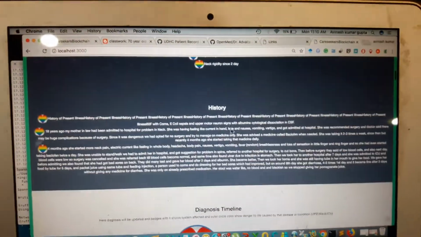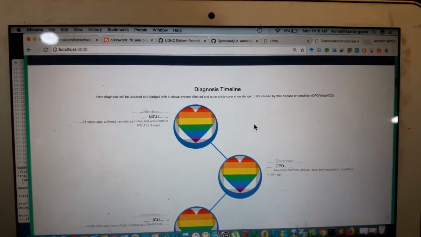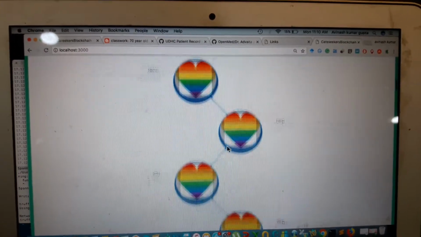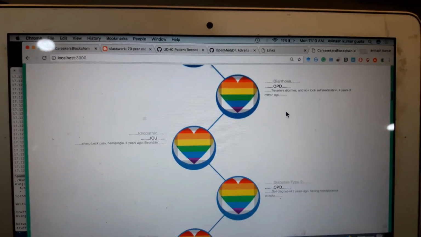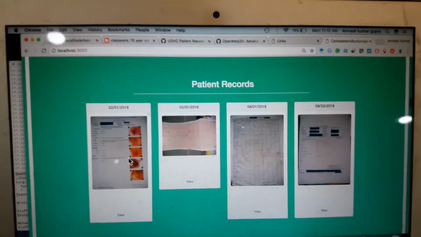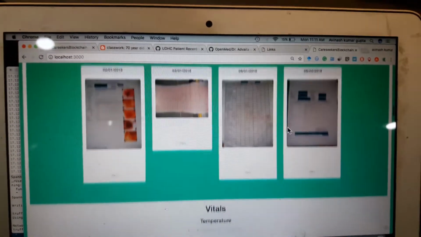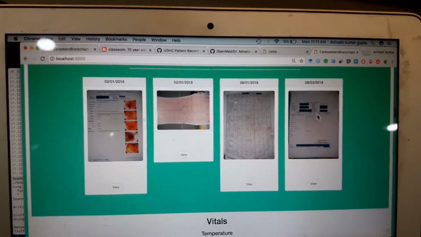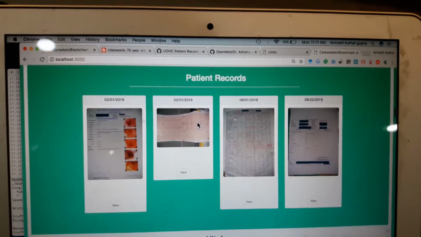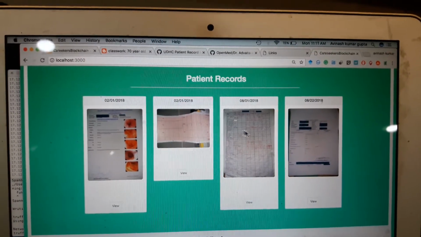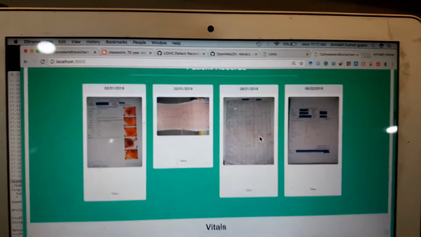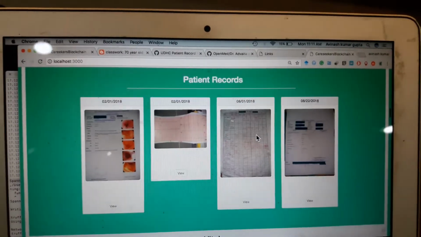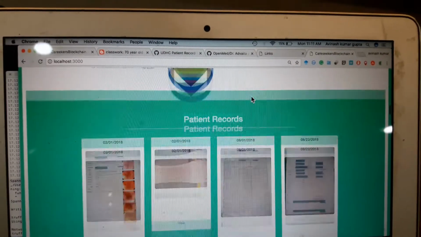Then there are chief complaints, history and a diagnosis timeline, like when the patient was a child he was in the ICU, and when he grew up in the OPD, all the problems. Then here are all previous reports and previous patient records, which are de-identified here. But in our case, we will encrypt them, and only our accepted doctor will be able to see and decrypt them. Other than that, nobody will be able to decrypt them.